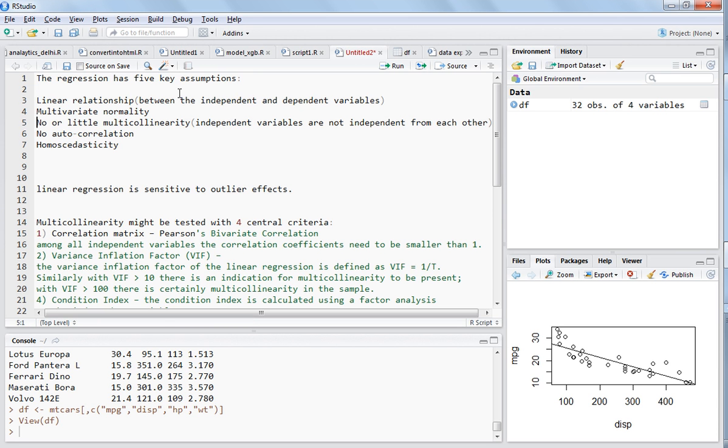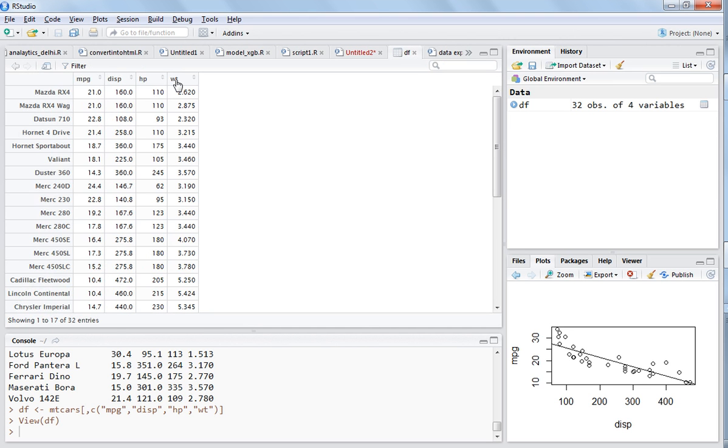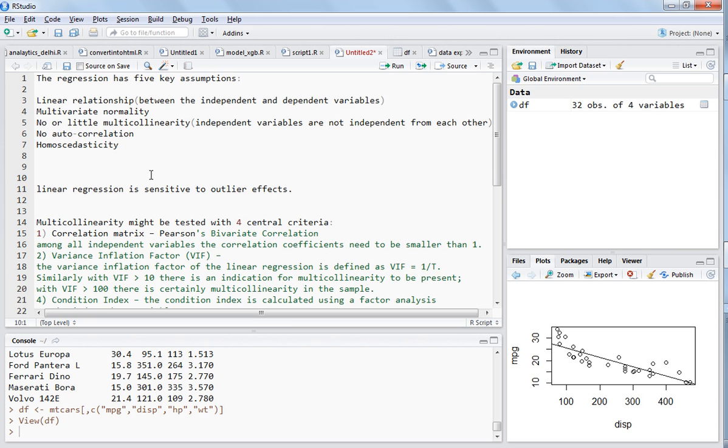And then there should be no multicollinearity. What does that mean? In this data frame we have displacement, HP, and weight. These three predictor variables should not be highly correlated with each other. For example, displacement following the same pattern as HP. You can calculate the correlation using a function by taking the two variables. It ranges from -1 to 1. If the correlation is 0, there is no correlation. If it is 1, they are very highly correlated.